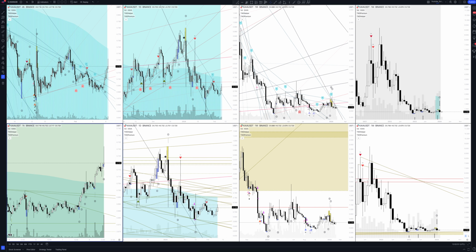Today we will take a look at Kava cryptocurrency. Let's analyze the market situation and find out how you can make money on it. Let's start.